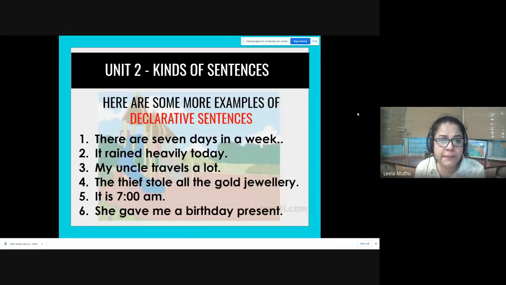Now, here's some more examples. As usual, let me just mute my phone. Otherwise, it's going to go on and on, and it disturbs me. So I'll just put that off.